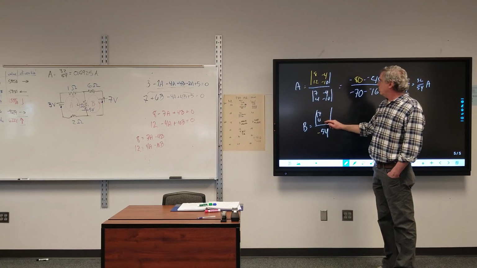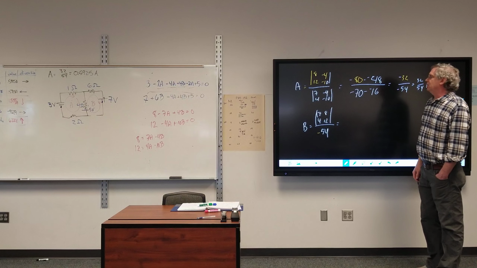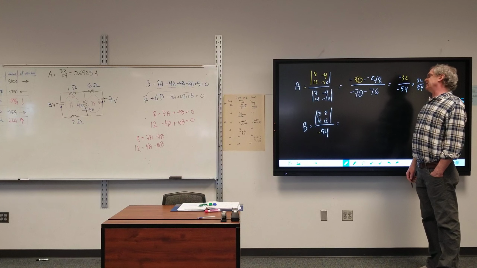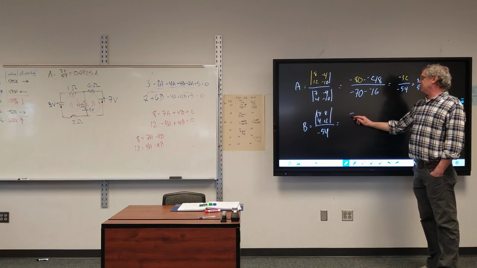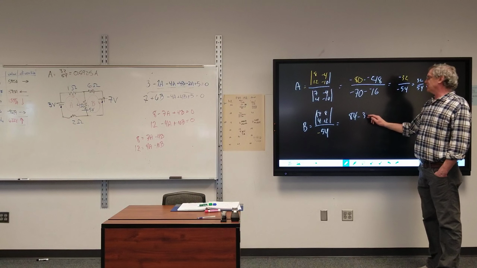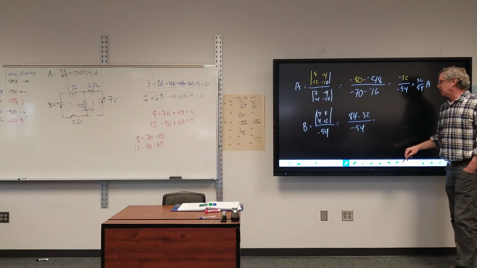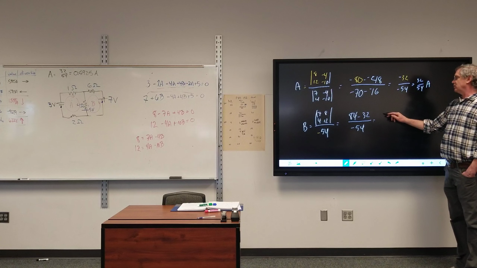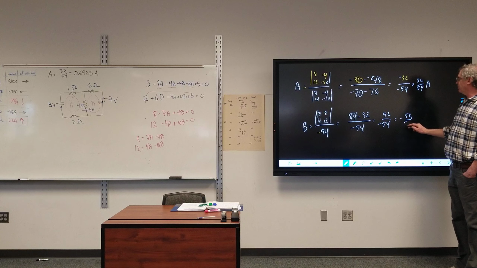So 7, 4, 8, 12. 7 times 12, 84, thank you. 84 minus 32 over negative 54, which is 52 over negative 54, which is negative 52 54ths amperes.